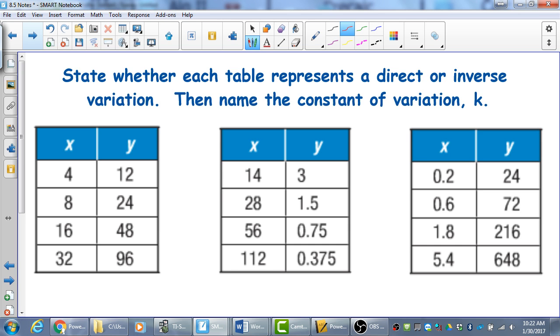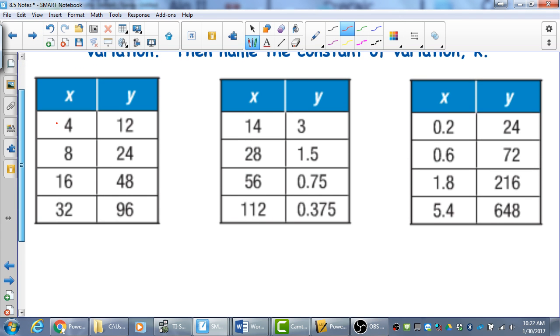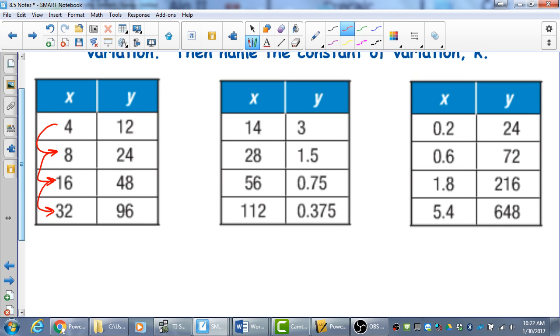State whether each table represents a direct or inverse variation, then name the constant of variation. 4 to 8, 8 to 16, 16 to 32. Are the values increasing or decreasing? Increasing, right? Let's see what the others are doing. So here to here, 24 to 48, 48 to 96. So increasing and increasing as you go down the chart. That means it's a direct variation.